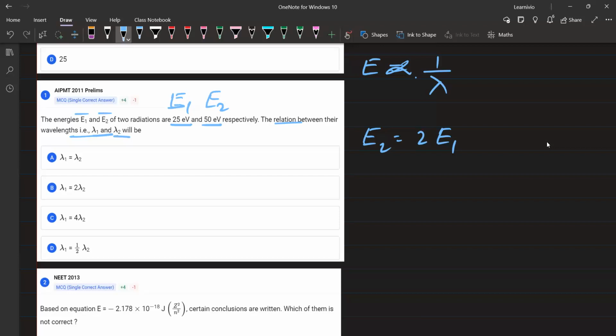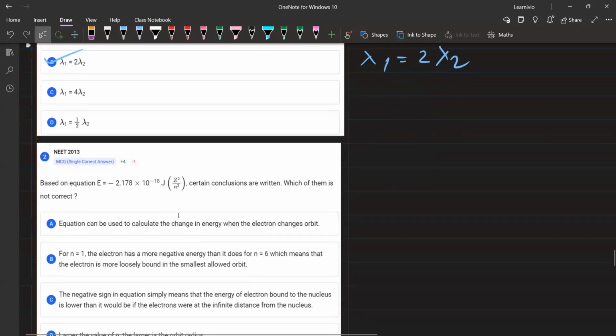अब इसका उल्टा हो जाएगा किसके लिए? और लैम्डा, लैम्डा में क्या होगा? E2 की जगह आपको क्या लिखना पड़ेगा? लैम्डा 1, और E1 की जगह क्या लिखना पड़ेगा? लैम्डा 2, बिकॉज़ इट इज इनवर्सली प्रोपोर्शनल, ठीक है? लैम्डा 1 इज इक्वल टू 2 लैम्डा 2, दैट इज द बी ऑप्शन, ठीक? Moving on. Now we have different energies based on this equation.